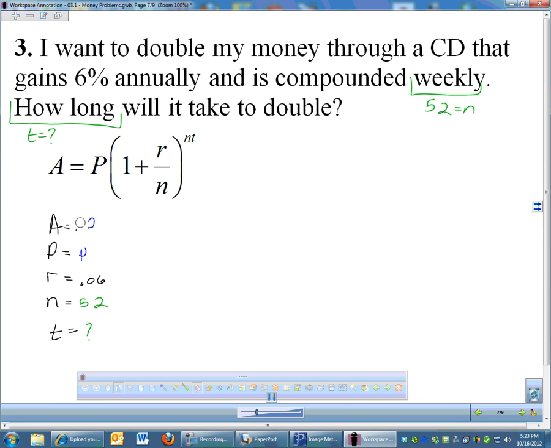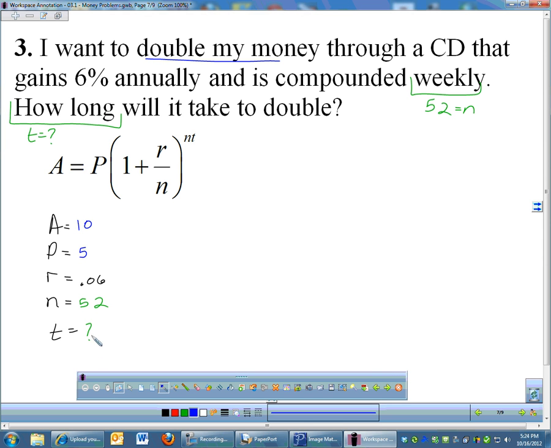Well, what actually works is you could just make up numbers. So somebody out there pick a number. Hey, that's a good number. Somebody said 5. So let's say I start with $5. If I want to double my money, then that means that I am shooting to get $10. High rollers here. So we're going to deposit 5 and get 10, and that actually will work. So we're going to plug all of this in. So my accumulated amount is going to be 10 is equal to 5 times 1 plus R over N, which is 0.06 over 52, all to the 52T. And we need to solve this equation.